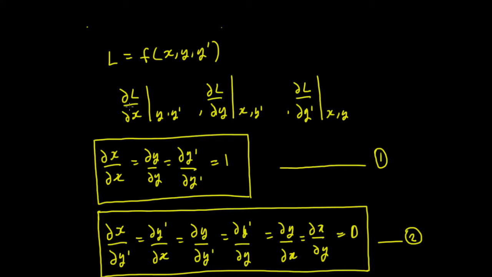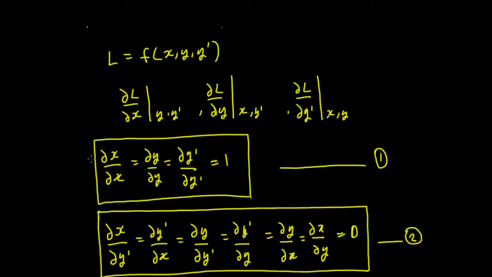So partial L by partial x, we would have y and y derivative would act as constants, and partial L by partial y, the x and y derivative would act as constants, and partial L by partial y derivative, then the x and y would act as constants. Okay, so you've probably seen that before if you've done some partial differentiation.